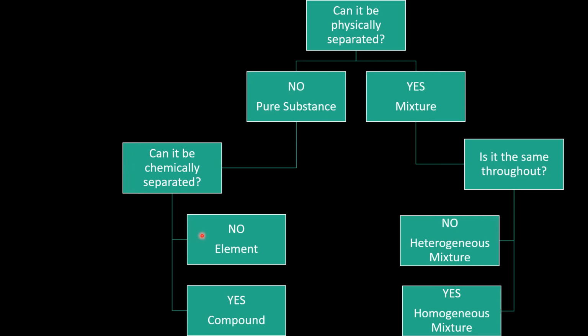Elements are located on the periodic table of elements. There are 118 of them. If it is not one of those 118 elements, then it is not an element. If it can be chemically separated, then it's a compound. Compounds are combinations of two or more different elements in fixed ratios. Some compounds that you're very familiar with would be salt, sugar, and water.